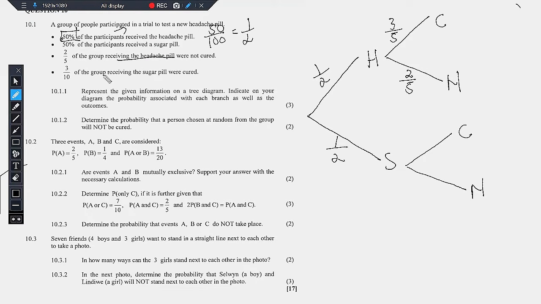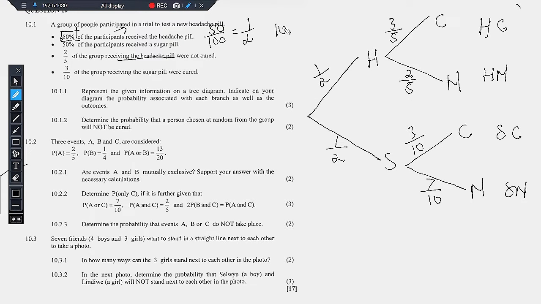Then 3/10 of the group receiving the sugar pill were cured. So cured is 3/10. Now, what is the complementary event? The complementary probability of that is 7/10, right? So that means 7 out of 10 were not cured. Okay, so that's it with representing your information in a tree diagram. So just like that, you are done. If you further want to indicate the probabilities, here it's H to C, and here it's H to N, and then here it's S to C, and here it's S to N. You can do that.